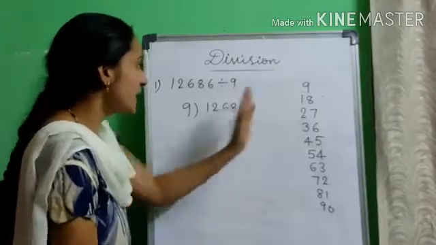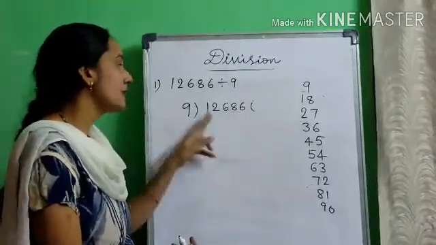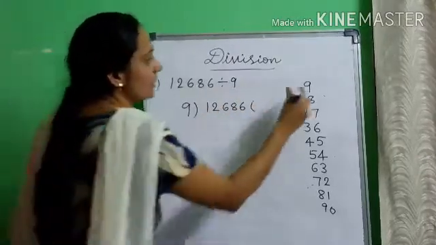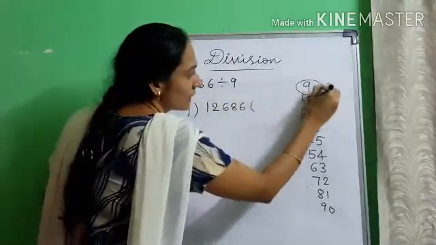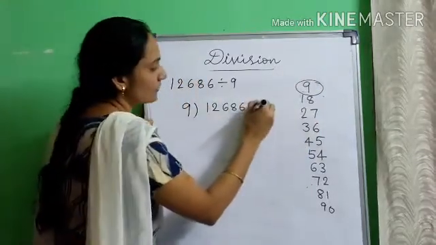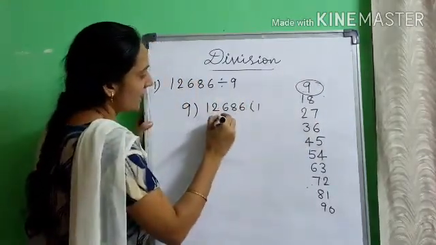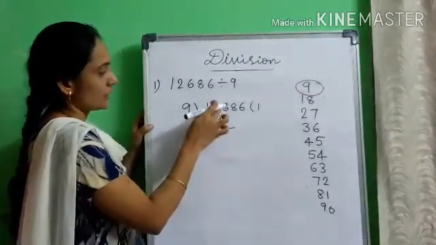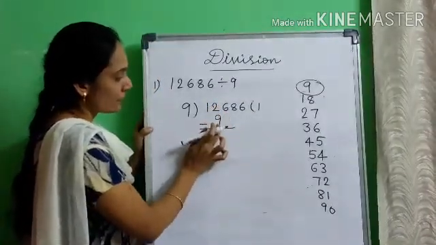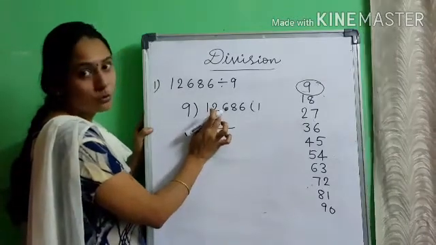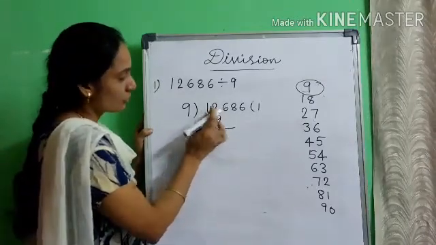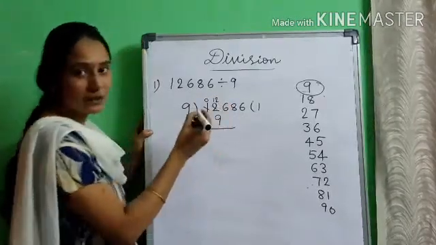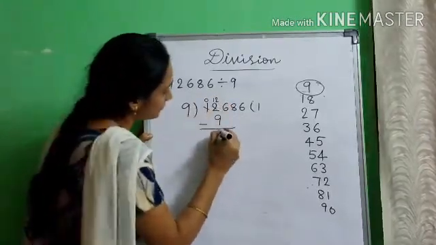Now, see the table children. Which number is near to 12 or less than 12? So, the number is 9 ones are 9. So, write 1 in the quotient place and 9 here. Do subtraction. Here we cannot subtract 9 from 2. So we will borrow 1 from the 10,000s place. 1 minus 1, 0, and here 12. 12 minus 9, 3.